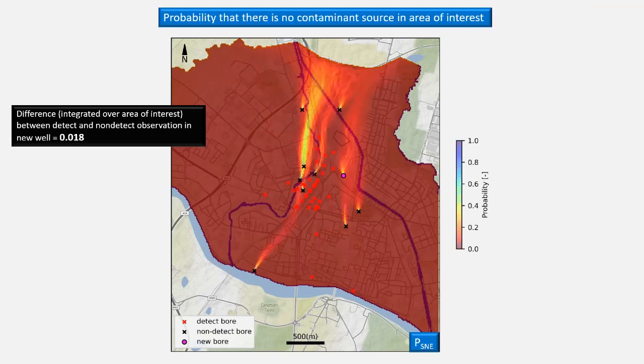I can do the same thing for the other statistic, the PSNE statistic. I can recalculate probabilities over this area on the basis that I do or do not detect contaminant in this well. The difference between integrated probabilities under both of those assumptions is a measure of what this will tell me when I drill this well and see whether there's contaminant there or not. For the southern well, it comes to 0.018. For the northern well, it comes to 0.060. Once again, this is the better place to drill.